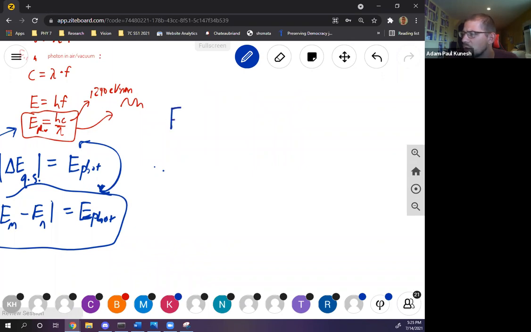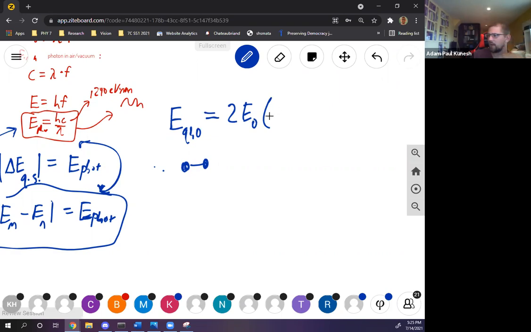So the energy associated with the quantum harmonic oscillator, QHO, or just harmonic oscillator, this is the spring-like thing, maybe two atoms bound together. It's like a mass on a spring. The energy associated with it is given by 2 times some baseline energy, the ground level energy, E0, times n plus a half. Yeah, it's n plus 1/2.